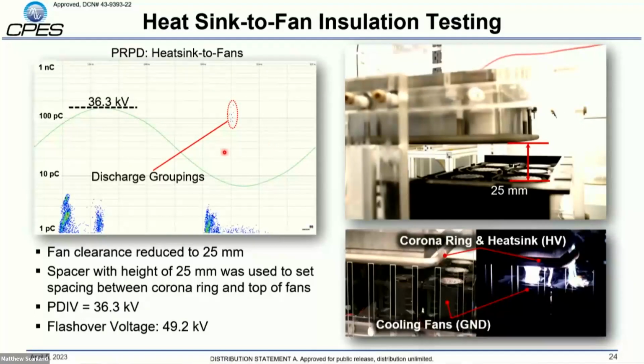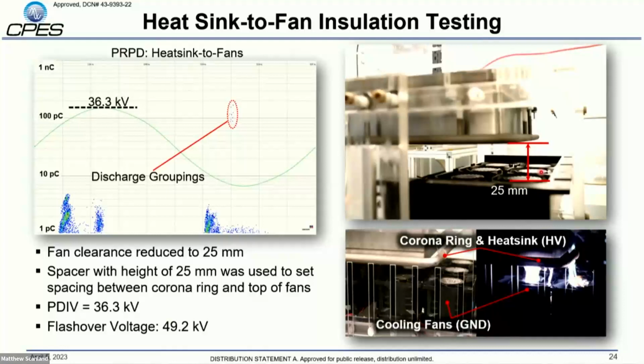We did the same PD testing as before, as we do for all of our assemblies. First, just starting off with the fans off and our fixture here to hold the heatsink and the corona ring. And with this, we found that we were able to get up to about 36 kV before we started to have PD, and that's with just a 25 millimeter spacing. We did push it until we saw flashover because the question is always how close are you riding to that edge? And with that, we were able to get up to about 49 kV before we saw flashover, which could be catastrophic for your converter. So it's a pretty large range away, even at 25 millimeters.